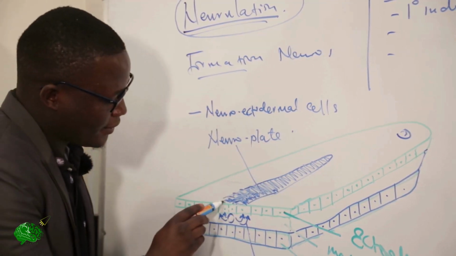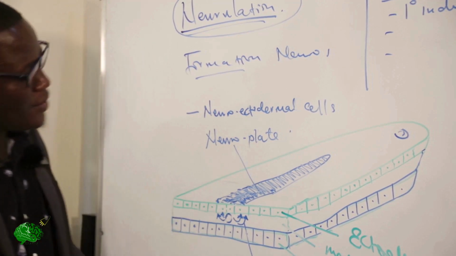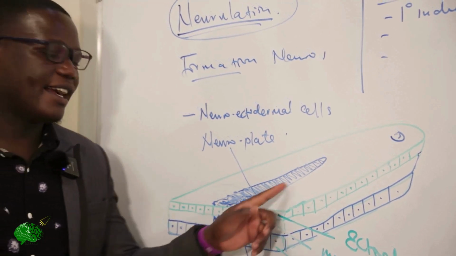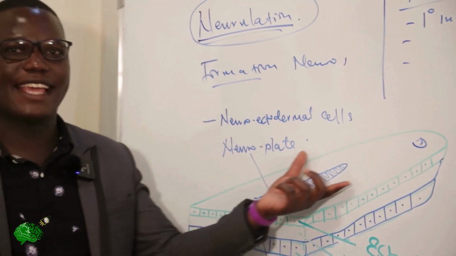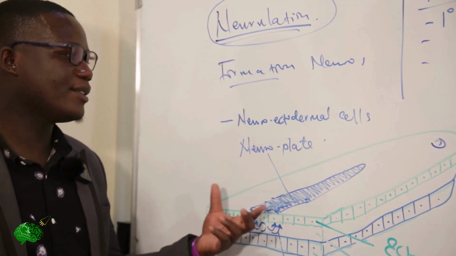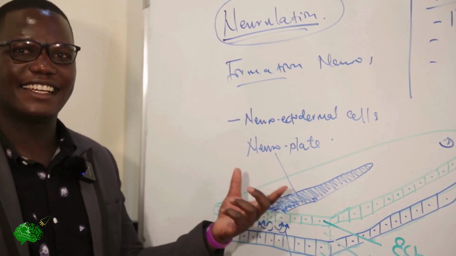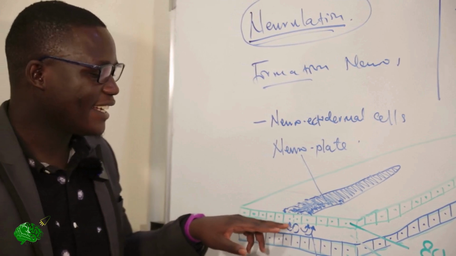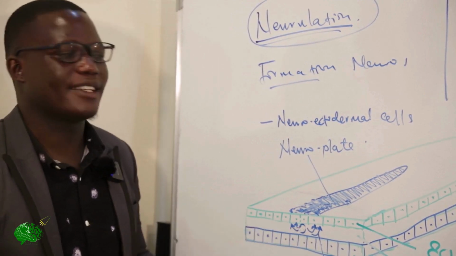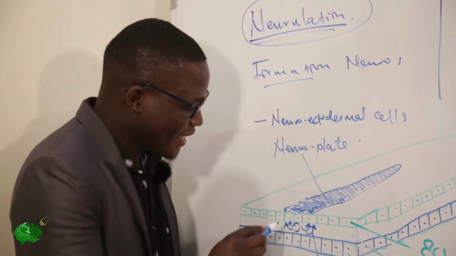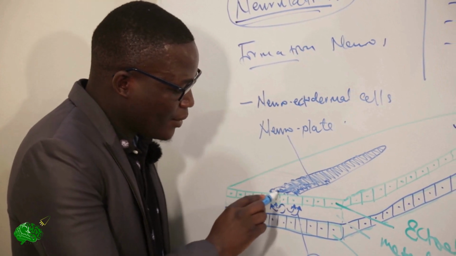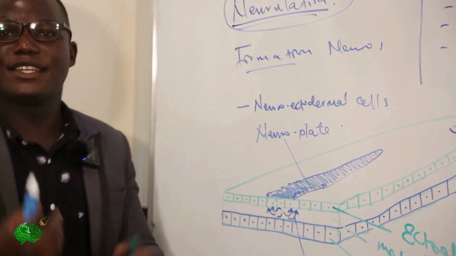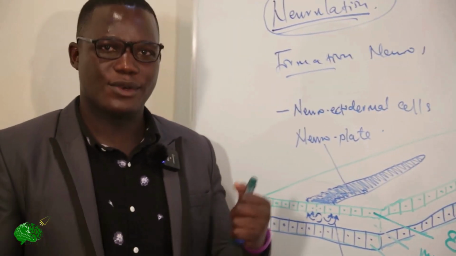The neural plate. So neural plate is basically a layer of ectodermal cells which has undergone proliferation and thickening. And that area is specifically overlying the notochord. So what happens? These cells which are in the neural plate begin to undergo what we call differential growth.